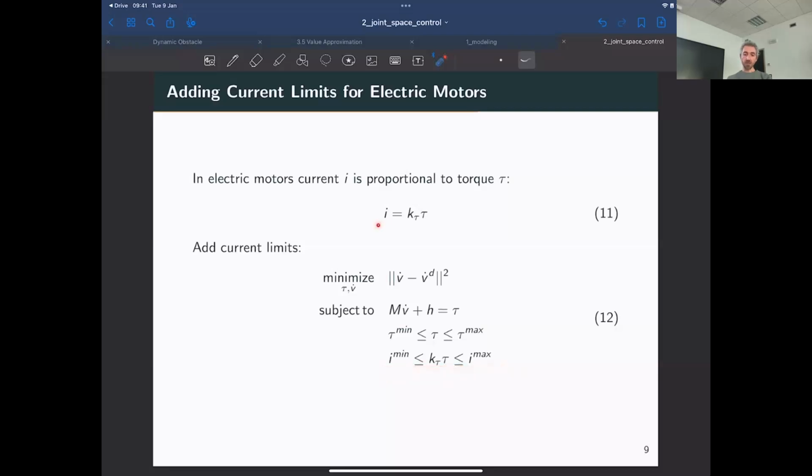This current limitation could come also from the electronics, not only from the motors. Maybe your motor can accommodate a current of 10 ampere, but your electronics can only allow for 9 ampere. So you want to limit the current to 9 for that reason.